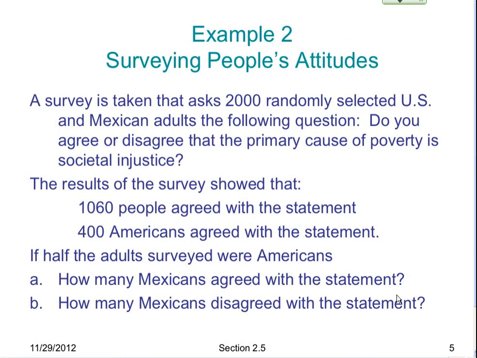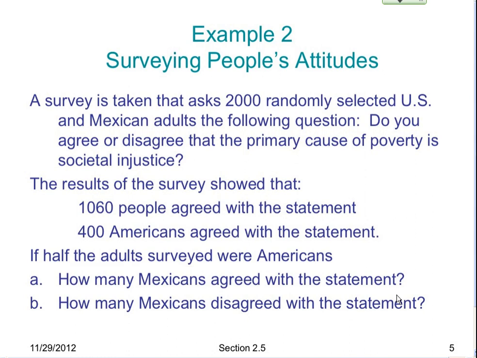A survey is taken that asks 2,000 randomly selected U.S. and Mexican adults the following question. Do you agree or disagree that the primary cause of poverty is societal injustice? The results of the survey showed that 1,060 people agreed with the statement. So we have 1,060 agree. We've got 400 Americans agreeing with the statement. We also know that half the adults surveyed were Americans.